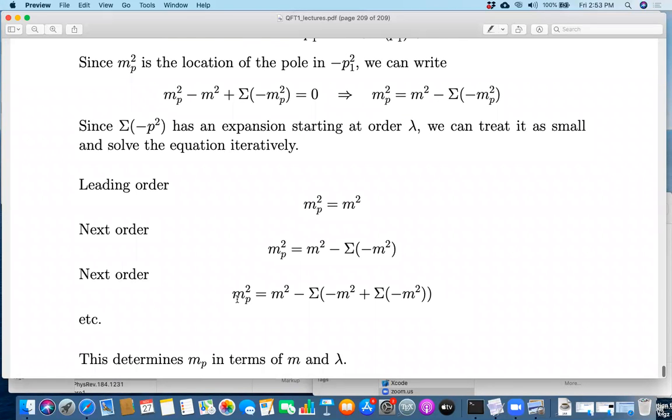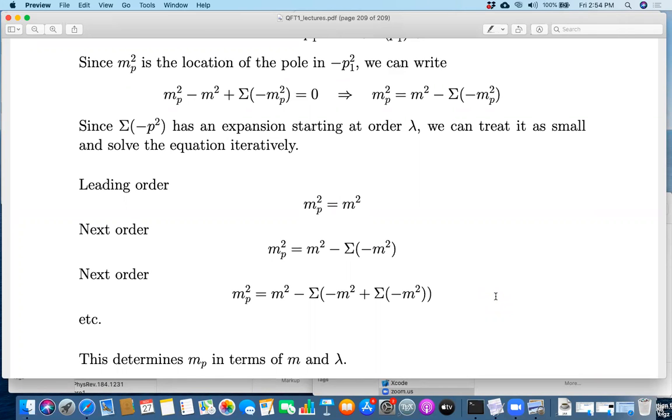Next order will be mp square equal to m square minus sigma. And now in the argument, you have to replace by minus m square plus sigma of minus m square. Okay, because you had a minus mp square, right? For mp square, we'll substitute the second order solution. And this you can again further expand by writing it as sigma of minus m square plus sigma prime of minus m square times sigma of minus m square. Okay, and you can proceed this way.